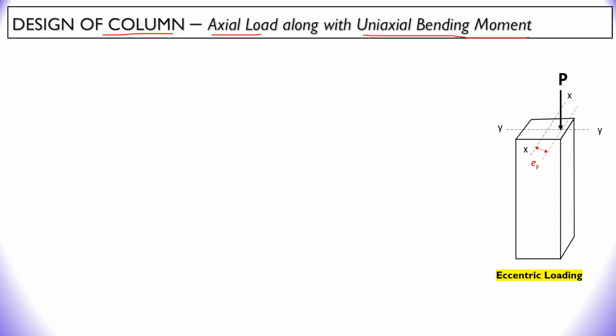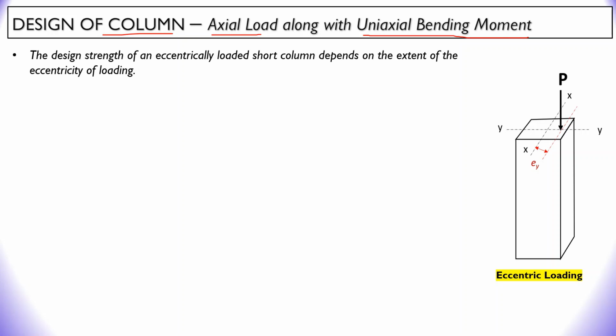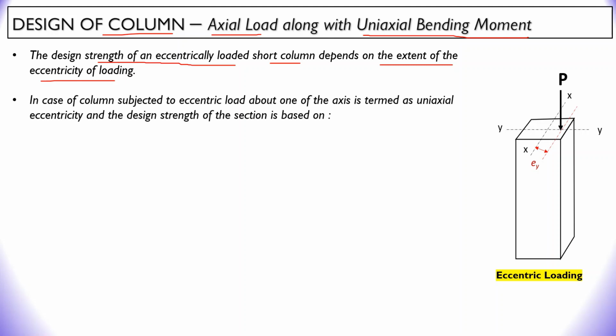This may be due to reasons based on the structural design or the member location. The design strength of an eccentrically loaded short column depends upon the extent of eccentricity of loading. So what is the eccentricity and how much is it, whether it is under the minimum eccentricity limit recommended by IS 456 or beyond that, we have to take into consideration.